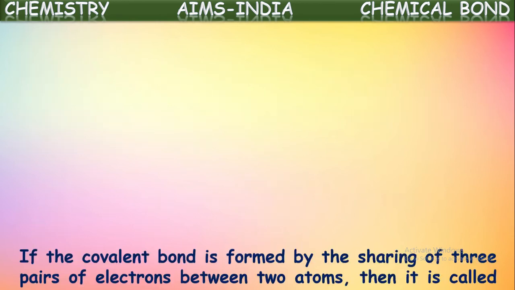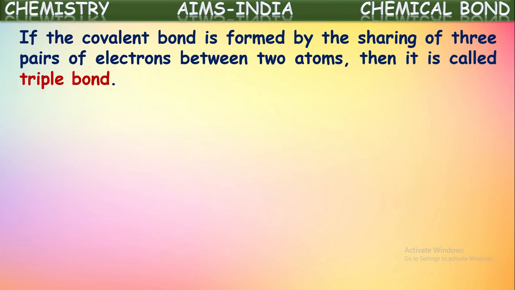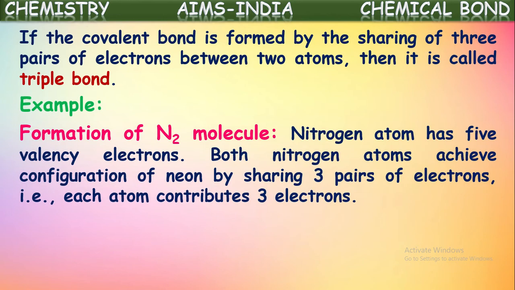Another type of multiple bond: if the covalent bond is formed by the sharing of three pairs of electrons between two atoms. Yes, sometimes two atoms may share three pairs of electrons also. Then the covalent bond formed between those two atoms is called a triple bond. Let us see an example for this also. For example, let us consider the formation of the nitrogen molecule.